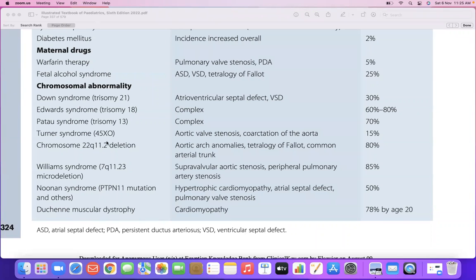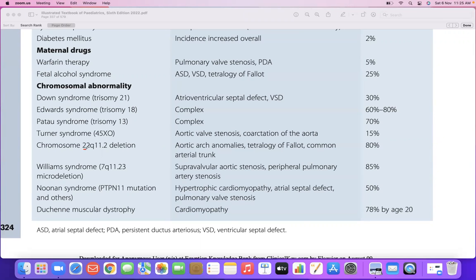Okay, so let's continue. Then Turner's, again, Turner's is the commonest case in the exam. You can have aortic valve stenosis and coarctation of aorta. Coarctation of aorta is the commonest presentation, but they can also have aortic valve stenosis.